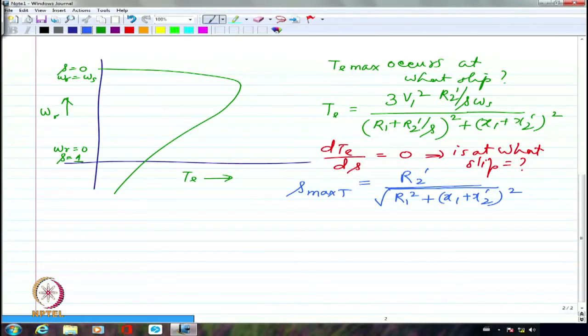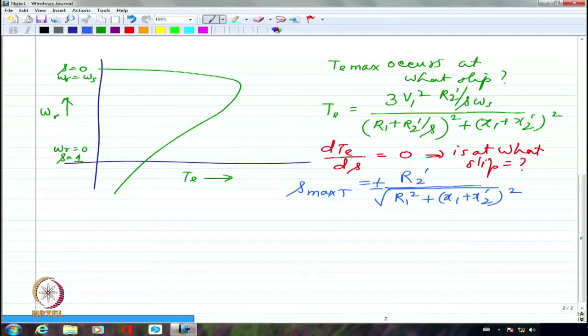Right? In fact, you will get S square equal to R2 square divided by the same denominator, because of which I should be able to write this as plus or minus actually. Please note, the slip is positive at some torque T max. The slip can be negative also at some other torque, but that T max will in all probability be minus T max, which means there will be a mirror image kind of characteristics on either side.